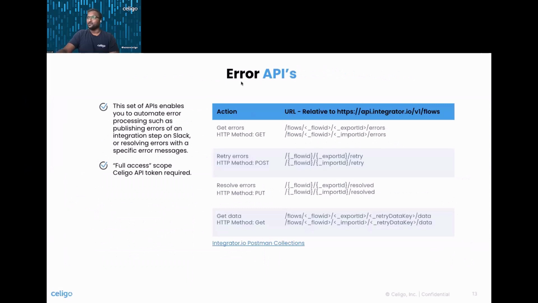Now, coming to the errors API, we do have all these error APIs available. You can get a list of all the errors for any specific integration, or you can get all the errors for any flow step. If you want to get detailed error information, we do have APIs available to get all this information.